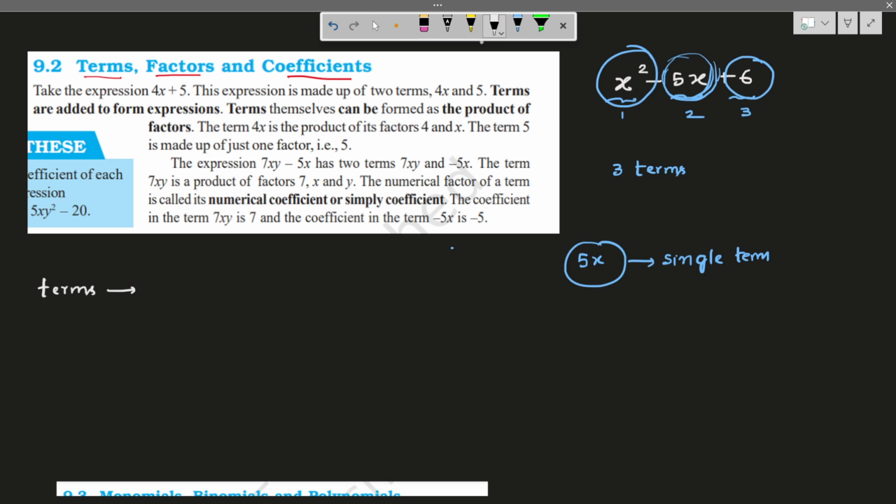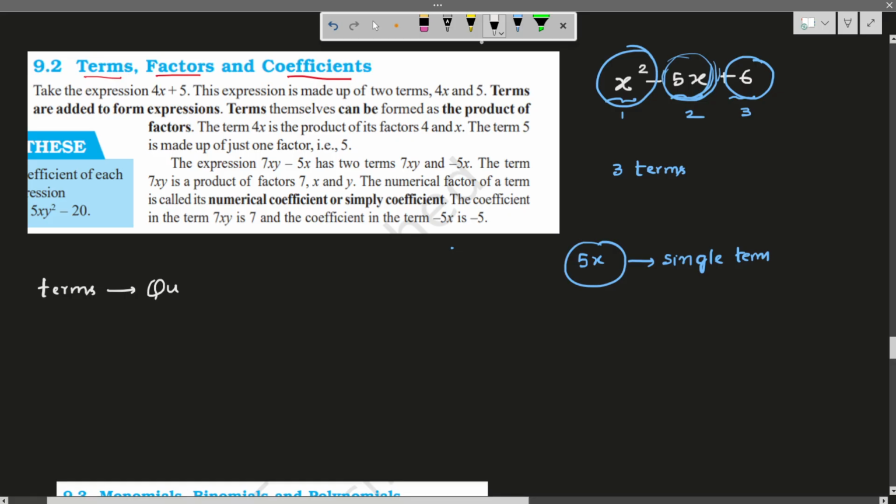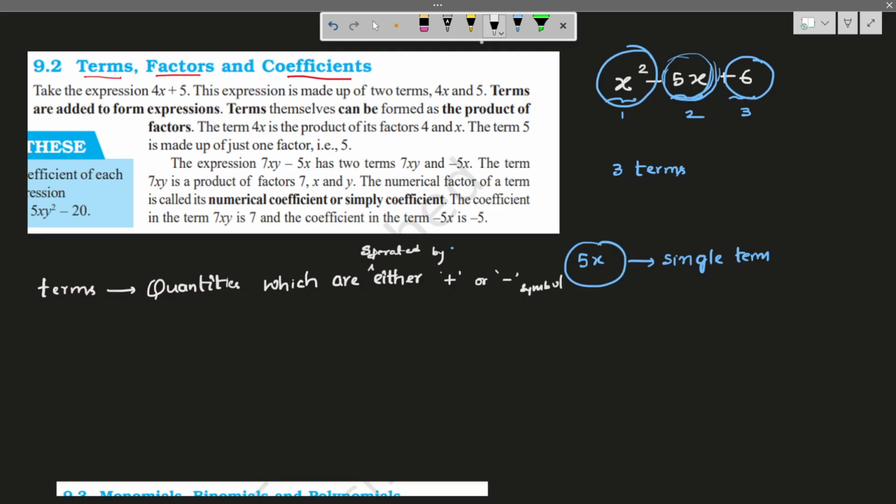Yes, we should make a note of that. Terms are nothing but quantities which are separated by either a plus or minus symbol.